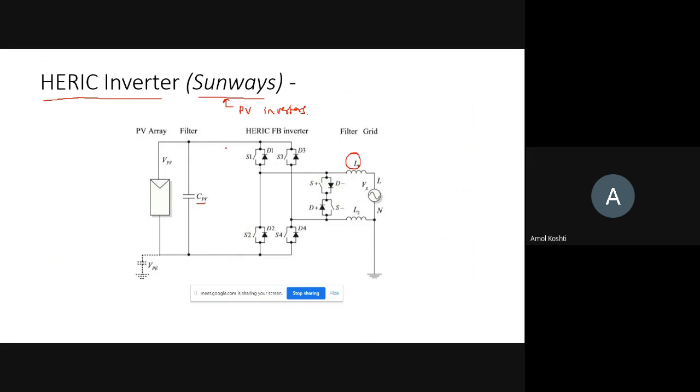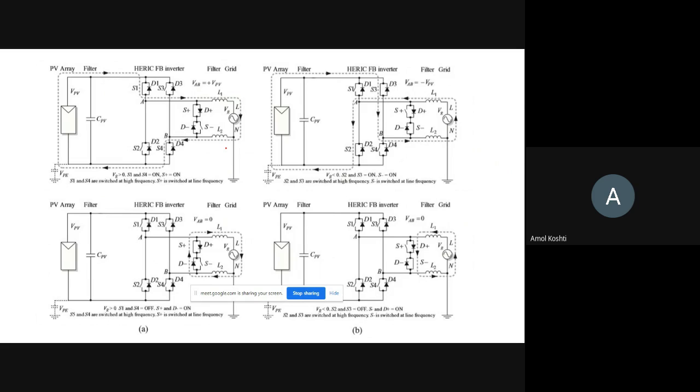So again, let us see how this topology can be switched. Like the bipolar inverter, two diagonally opposite switches from the two different legs are turned on, which are S1 and S4. So what happens here? Current will flow through the grid, and the positive output will be produced here.